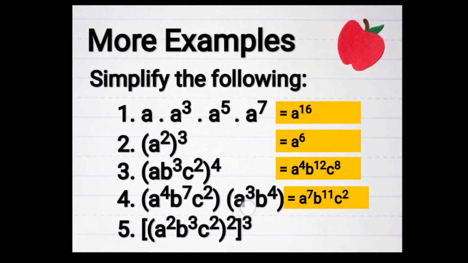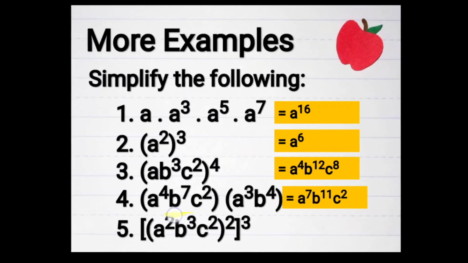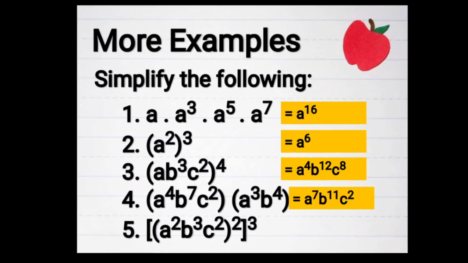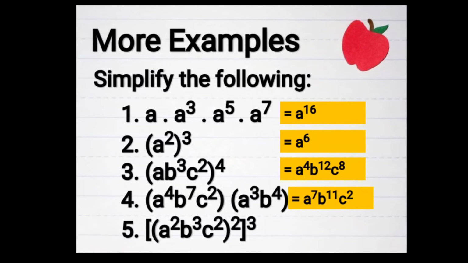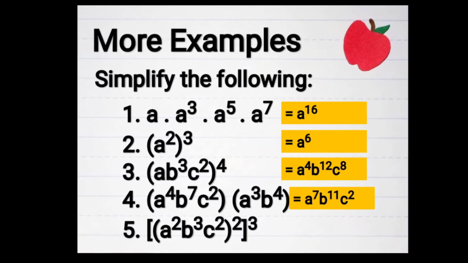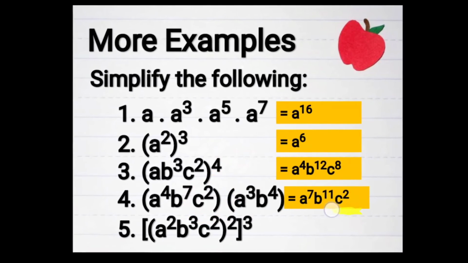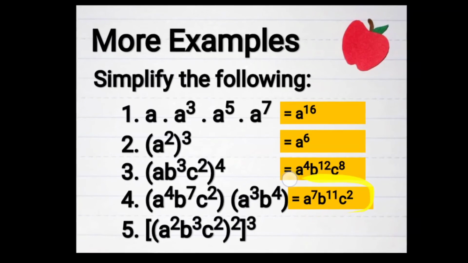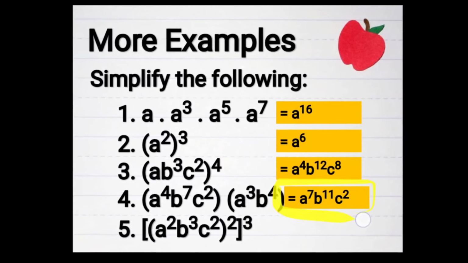then add the exponents of a. So 4 plus 3 is 7. Okay? Then copy the base b, then add the exponent of b, we have 7 plus 4 is 11. Then, as you can see, there is no other base c in our given. So in this case, we just have to copy this. Okay, c squared. So our final answer is a to the 7th power times b to the 11th power times c squared.